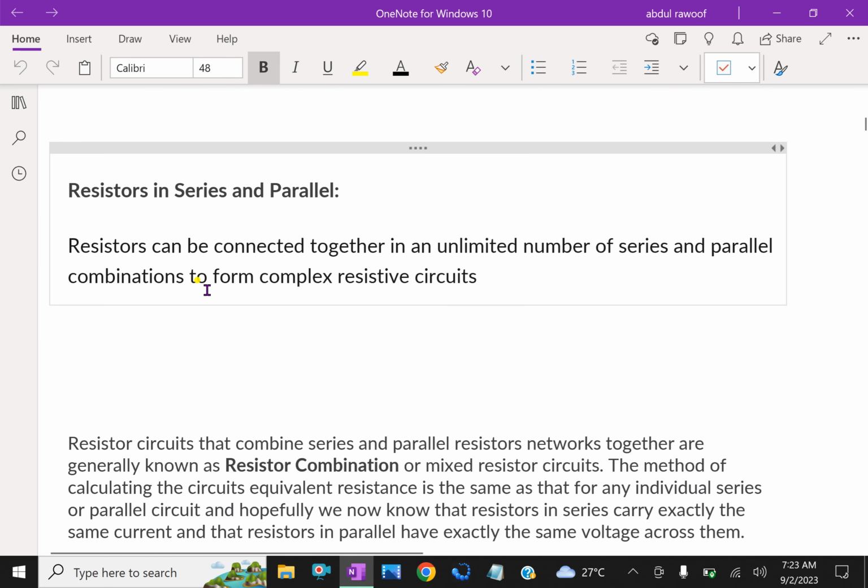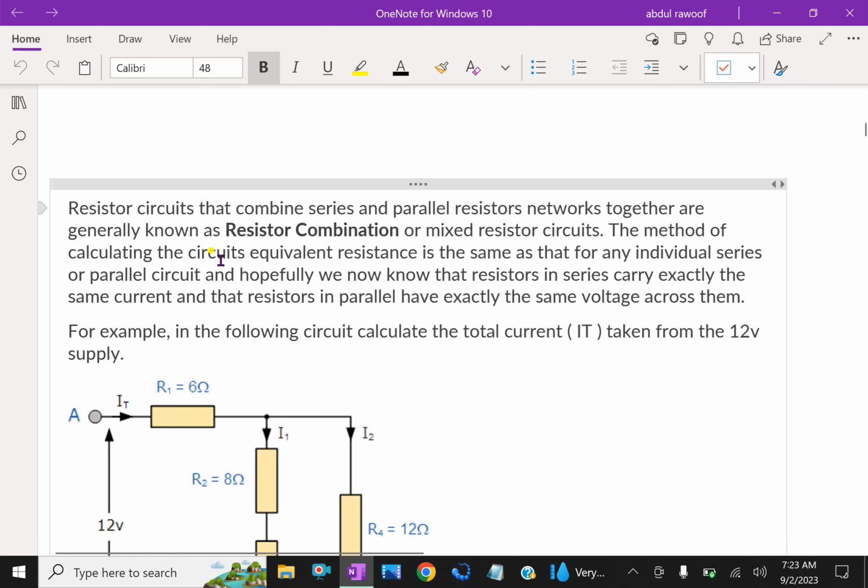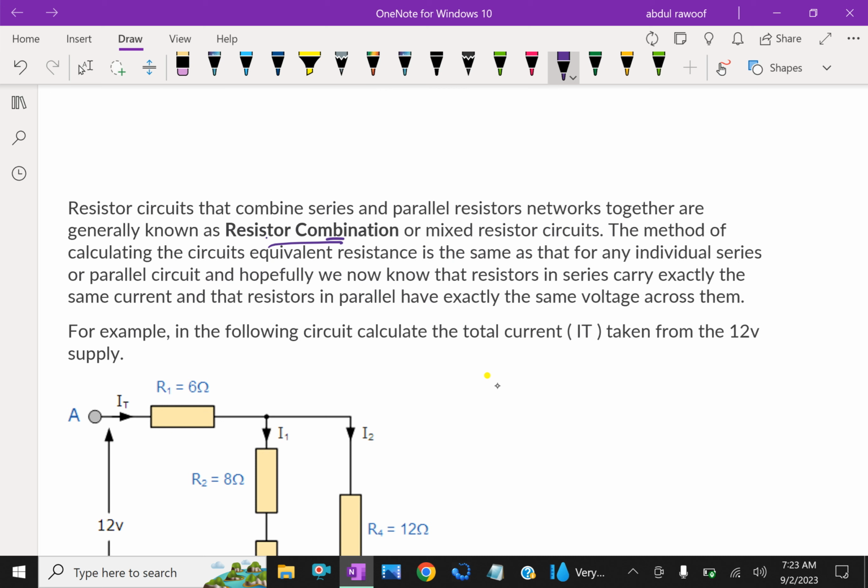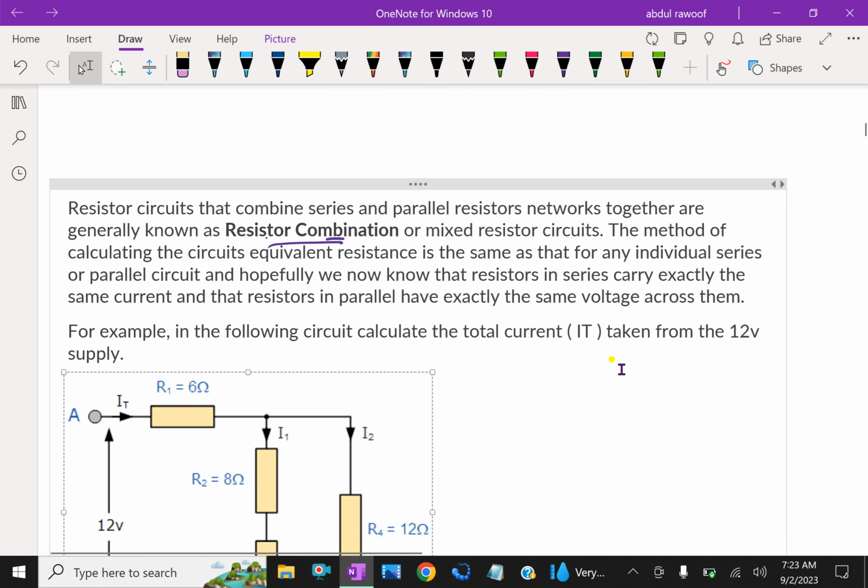Resistors in series and parallel. Resistors can be connected together in an unlimited number of series and parallel combinations to form complex resistive circuits. Resistor circuits that combine series and parallel resistor networks together are generally known as resistor combination or mixed resistor circuits. The method of calculating the circuit's equivalent resistance is the same as that for any individual series or parallel circuit, and hopefully we know how to calculate resistance in combination now.